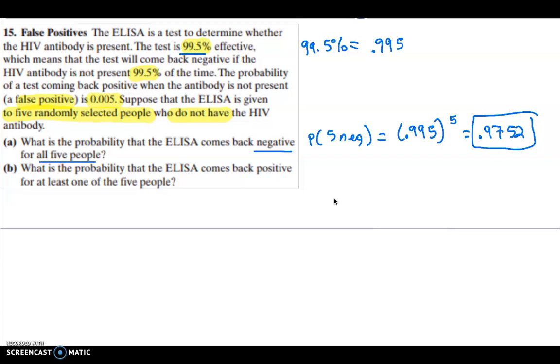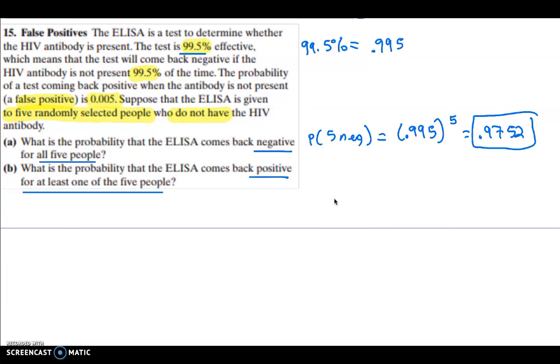So there's a 97.52% chance, or 0.9752 probability, that the ELISA test will come back negative for all 5 people. Now, what's the probability that it comes back positive for at least 1 person? Now let's think about this for a minute.